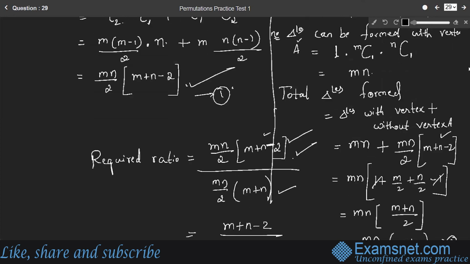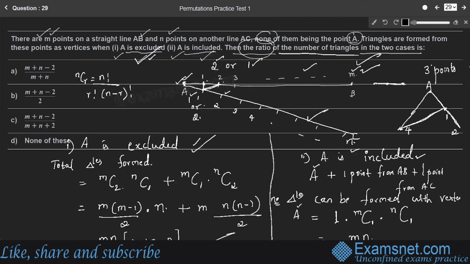So the ratio is, look at the options. Option A, m plus n minus 2 by m plus n.